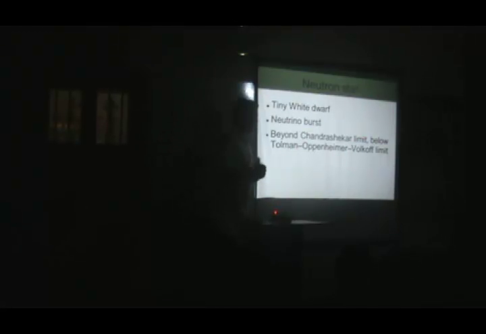Now, what happens if I load it with more? If I continue loading it even more, even the neutrons are not capable of holding it, and there will be no force in the universe capable of doing it, if we ignore the theories which exist. Theories suggest we'll have quark stars, where neutrons break up into their constituent quarks.